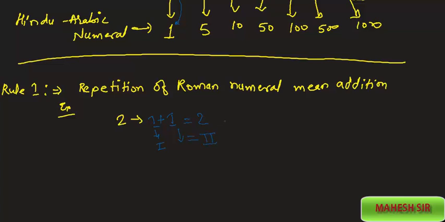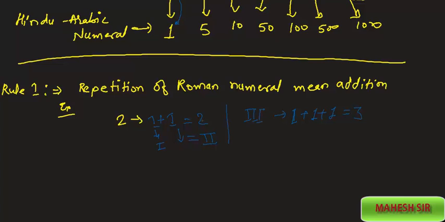Or another way, if I need to write number 3, we write III. This is the Roman numeral, so I need to convert it to Hindu-Arabic. So this I is 1 plus 1 plus 1 equals 3.